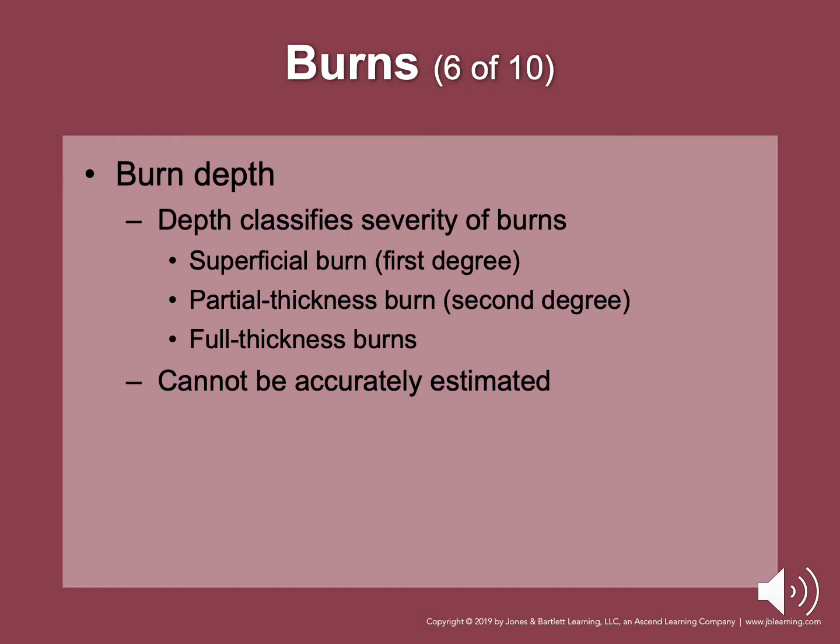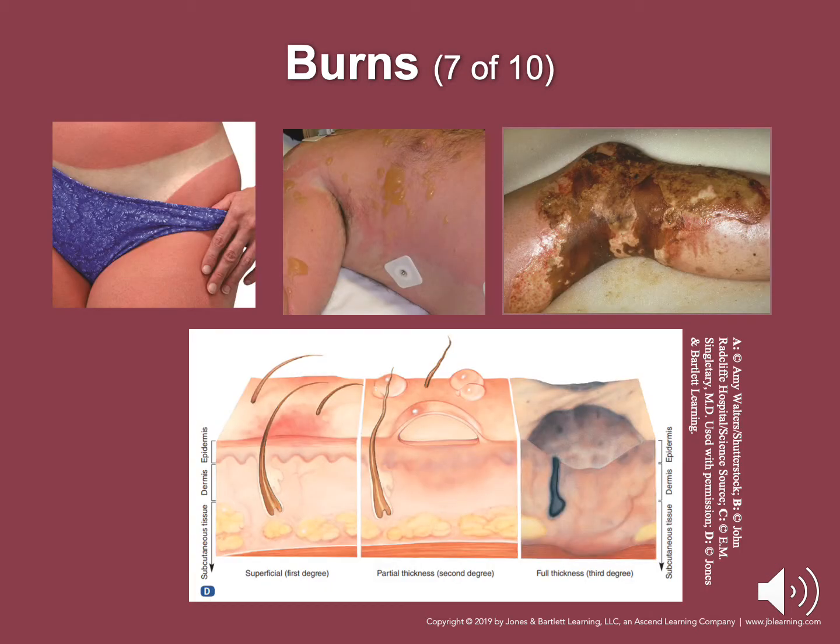So here we have those pictures again. First degree burns only involve the epidermis. Partial thickness is B, and then the full thickness destroys all of them down here to the very right.